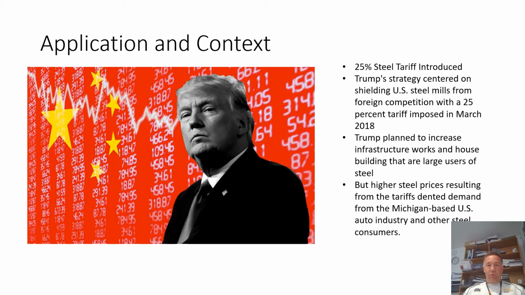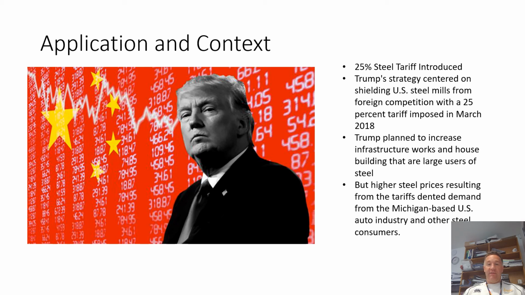And what did he do? He wanted to put in place, and he did put in place, a 25% steel tariff on imports of steel into the US. The reason being, politically, the steel producers are in the areas that would vote for Trump. And so therefore, he wanted to protect employment in that region to actually try to gain votes, look after the employment within that region. Trump's strategy centered on shielding the US steel mills from foreign competition with a 25% tariff, and that was done in March 2018.